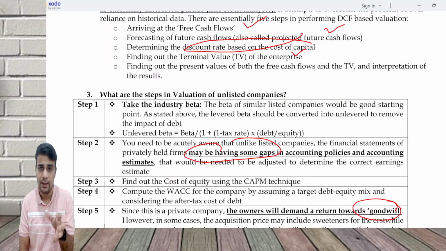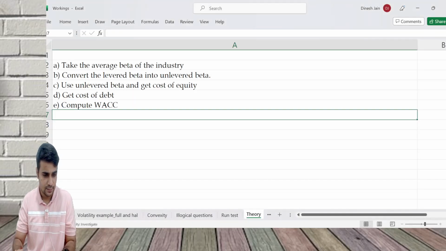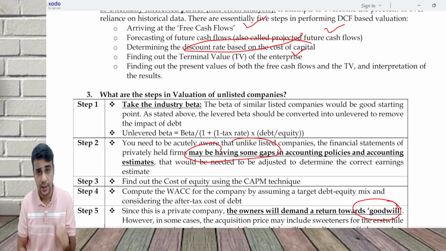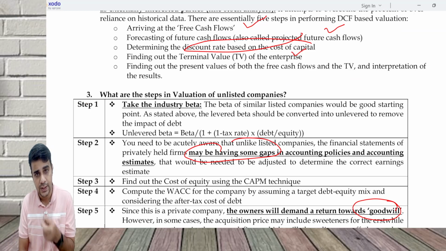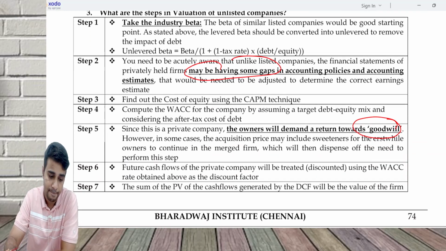Get the industry beta, take the average industry beta, convert the levered beta into the unlevered beta. After doing that conversion, get the cost of equity, get the cost of debt, get the WACC, do the valuation, and give some valuation for goodwill which can be there.